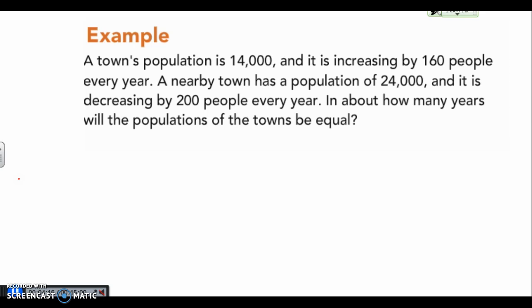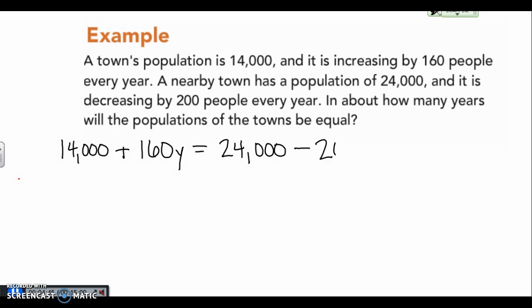To solve this problem, we first have to write our equation. So we have the town's population is 14,000 plus it's increasing, so that's a positive 160 people every year. I'm going to use the variable y to represent my years. We set that equal to a nearby town that has a population of 24,000 and it's decreasing, so we use minus 200 people every year. So now we have our equation with variables on both sides, and we are going to begin.